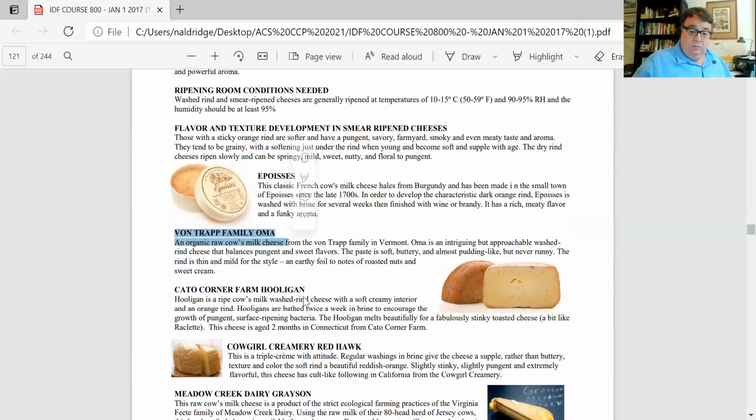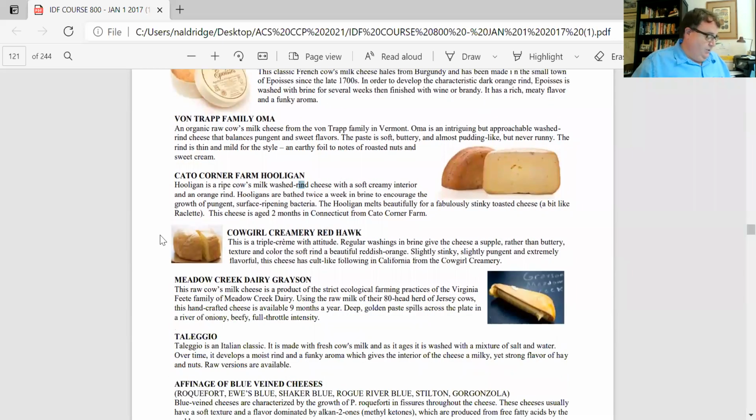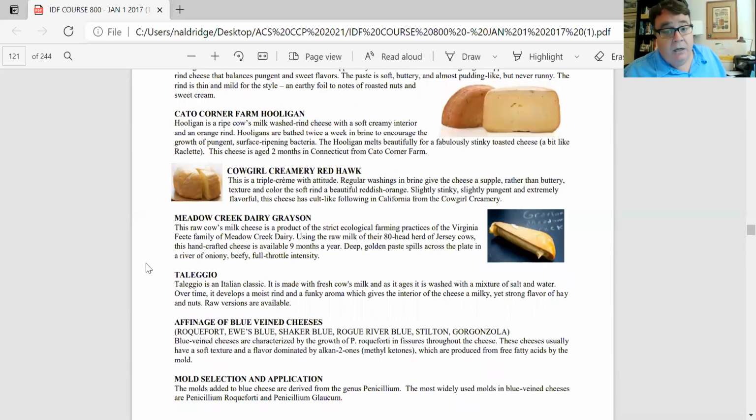Cato Corner's Hooligan. That's a good one. These are good to know. I remember getting asked specifically questions about Cowgirl Creamery and who started Cowgirl Creamery. We know about that. Grayson, Meadow Creek Dairy Grayson. Learn where Meadow Creek Dairy is and what the inspiration was for Grayson. I know that sounds odd, but trust me.